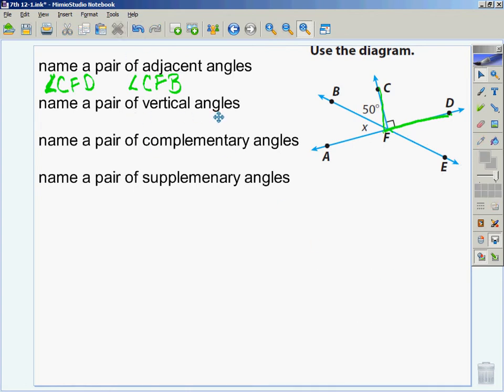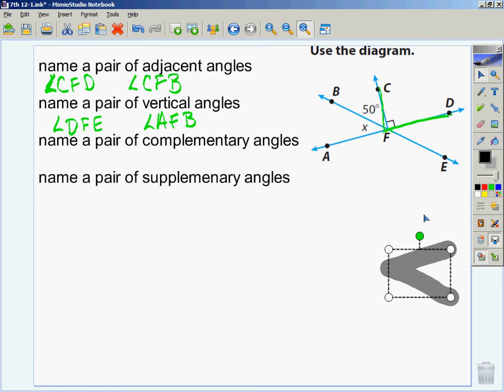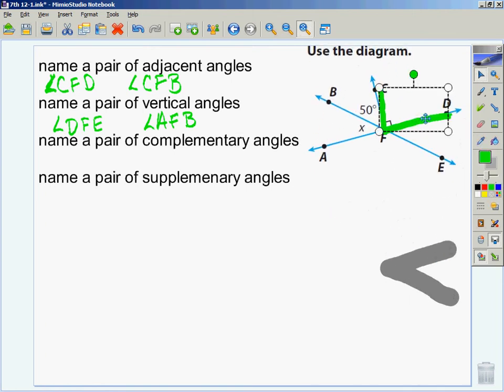Name a pair of vertical angles. If I do this angle, DFE, what's vertical to it? AFB. Okay? It has to be the way you'd trace it out. The vertex is always going to be in the middle. It could have been BFA. Okay?